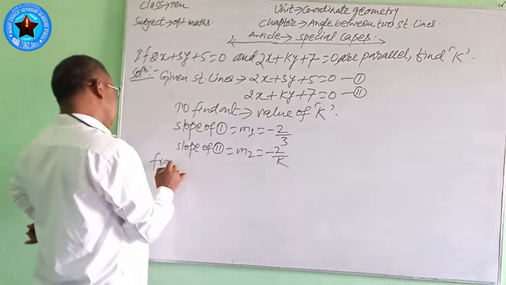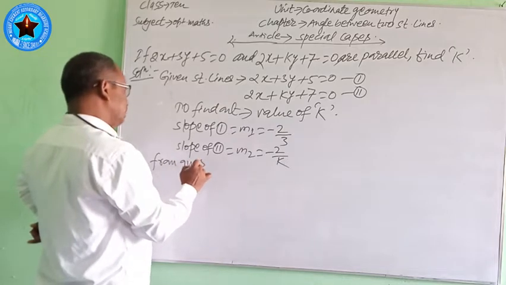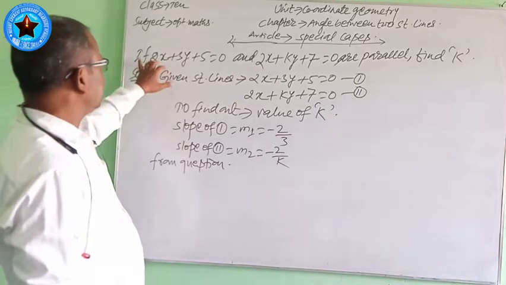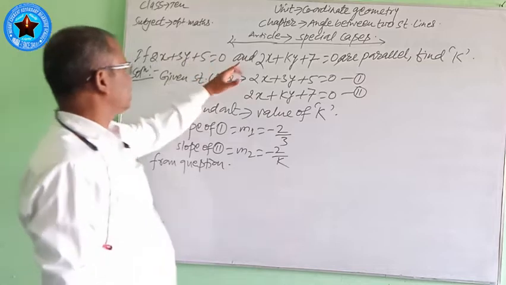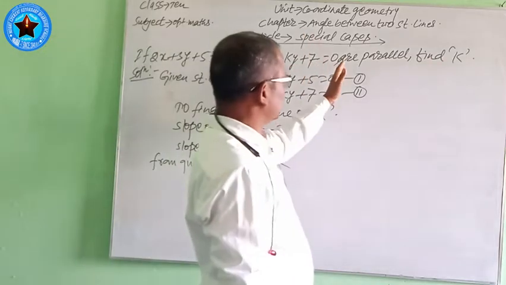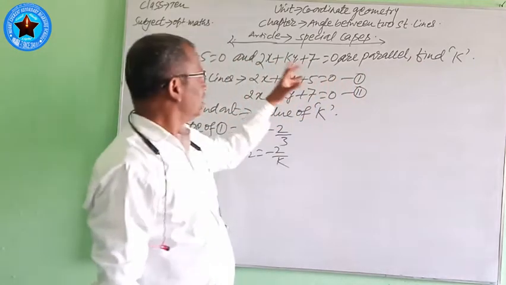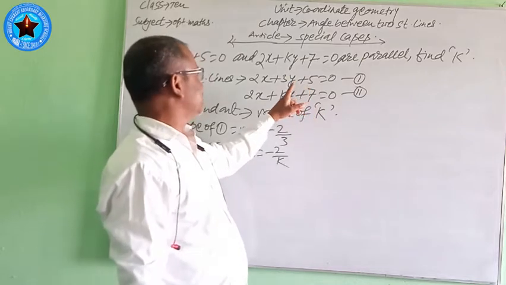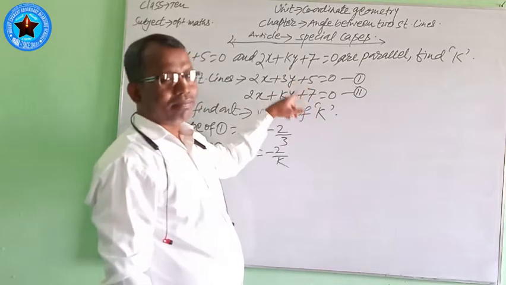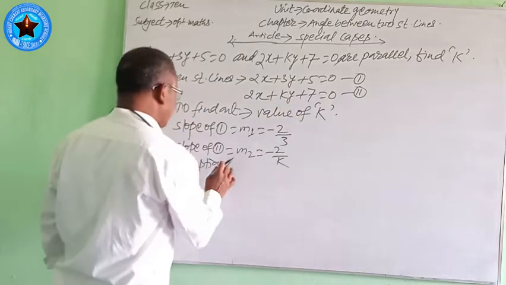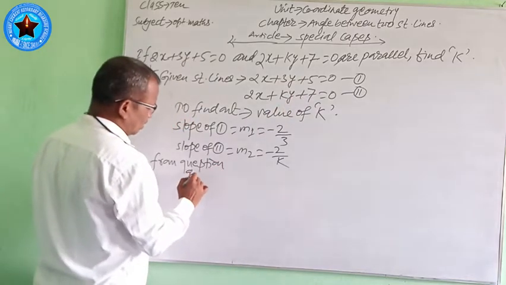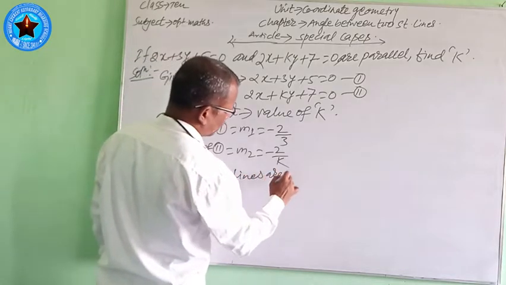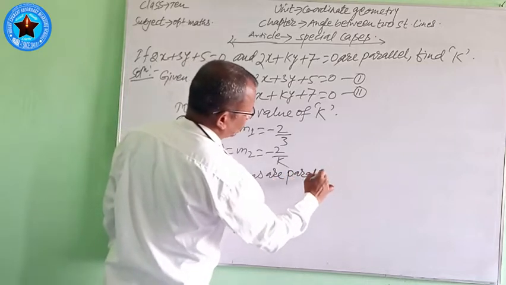From the question, it is given that the straight lines 2x plus 3y plus 5 equals 0 and 2x plus ky plus 7 equals 0 are parallel. Therefore we can write: given straight lines are parallel.